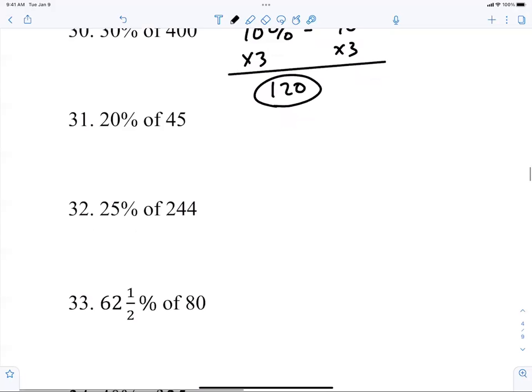Just like here, if I want 20% of 45, we would just do what? Yeah, you could multiply by 0.2, but I want you to do this mentally. So how would I do it mentally? Yeah, if you do, can you do 45 times 0.2 mentally?